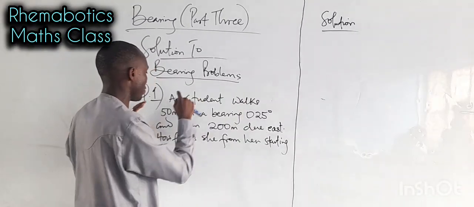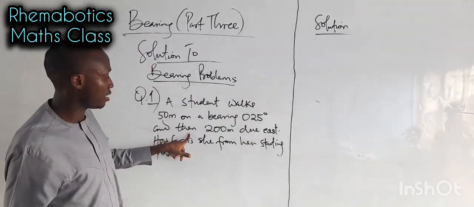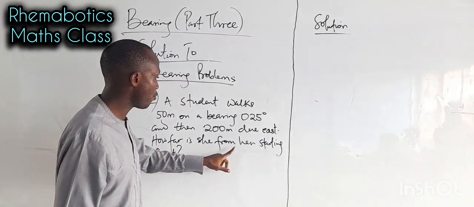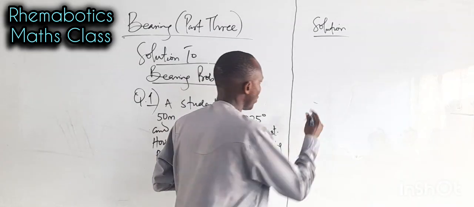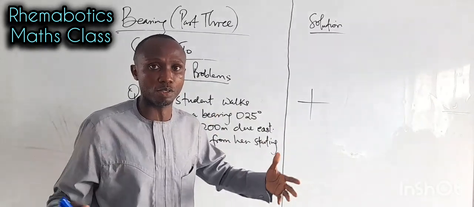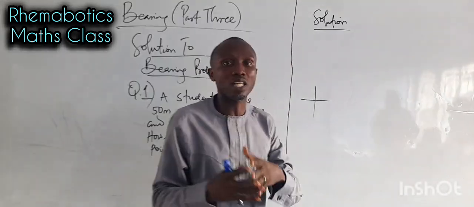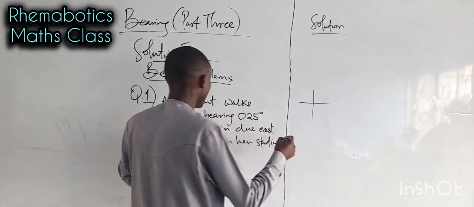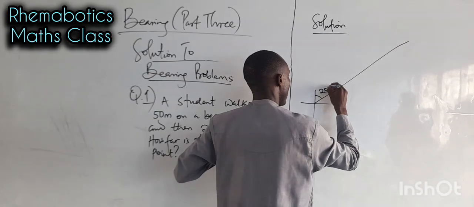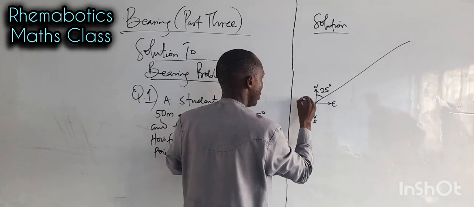A student walks 50 meters on a bearing 025 degrees, and then 200 meters due east. How far is she from her starting point? Okay, let's go straight up to the illustration, because in bearing we're doing a lot of illustrations. The question has to be interpreted in the form of a diagram before we start solving it. So straight up, what is 025? That's 25 degrees, with north, east, south, and west.